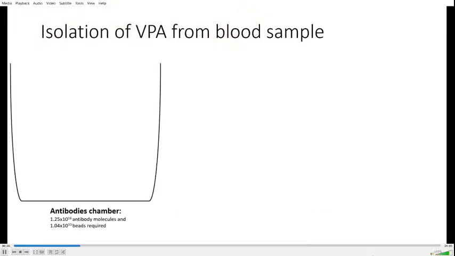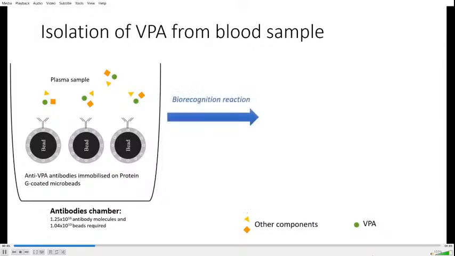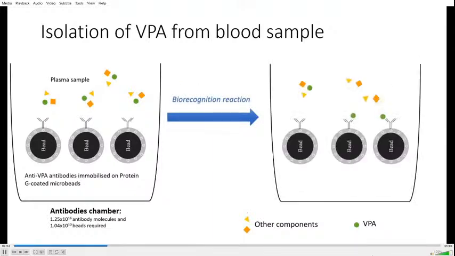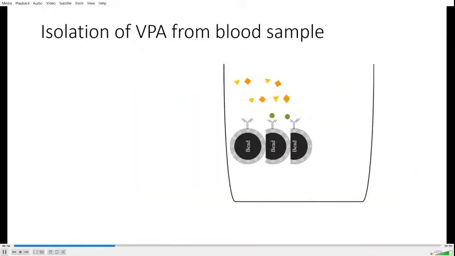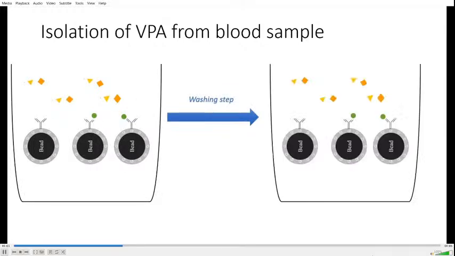First, we'll describe the biorecognition reaction that will happen in the antibody chamber, or sample chamber. After addition of the plasma sample, the valproate molecules will be captured by selective antibodies immobilized on microbeads. And then there is a washing step. Unbound molecules will be washed away using the phosphate buffer.